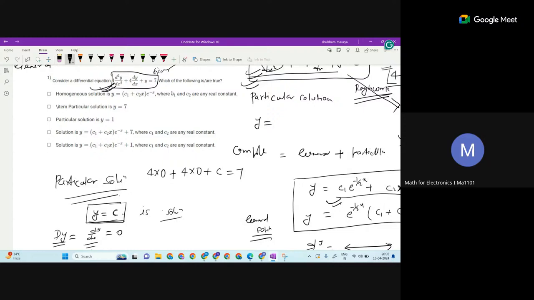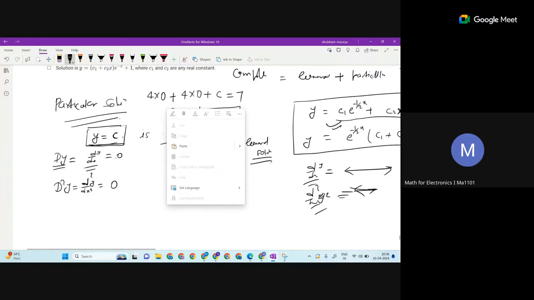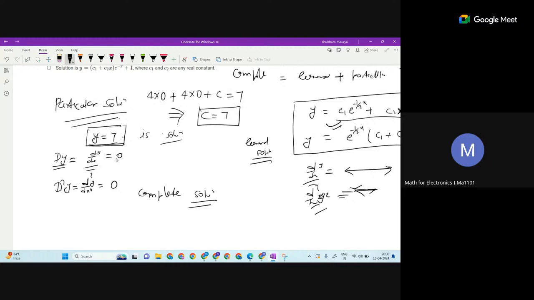So this implies your c is equal to 7 itself. That means your particular solution is going to be 7. So the complete solution is going to be the general solution, (c1 + c2 x) e to the power (1/2)x, plus 7. This is your complete solution. So here it is not 7 by 4, it is just 7.